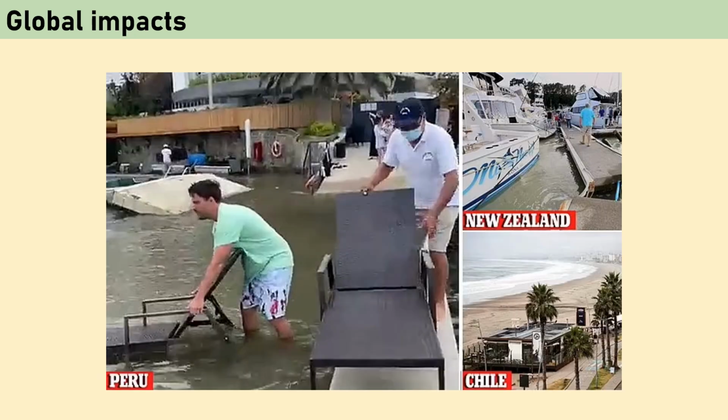So I'm going to add a couple of links underneath this video so that you can watch and you can see some of the tsunami waves approaching these coastlines. But unfortunately, 2 people in Peru were killed as the tsunami hit the Peruvian shore, but it also affected parts of Chile, parts of New Zealand, parts of the United States as well.